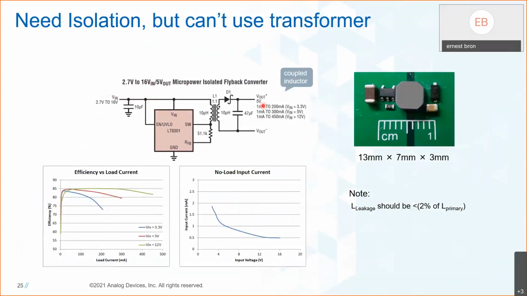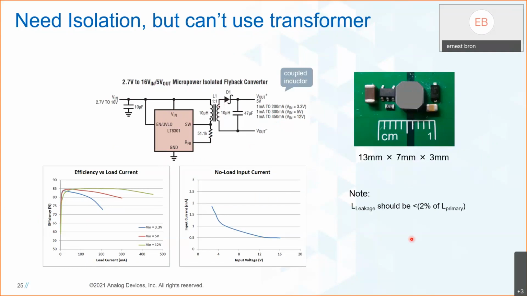The other question we often get is, we need the isolation, but we can't use the transformer. It's too big, it's too bulky, it's too expensive, whatever reason you come up with. Or maybe you don't need it, you just need some functional isolation. In that case, you can actually also use a coupled inductor. In all honesty, the efficiency is not going to be great, but it's going to be small, it's going to be simple, and certainly if it's just functional isolation you need, in many cases using just a coupled inductor will be enough.